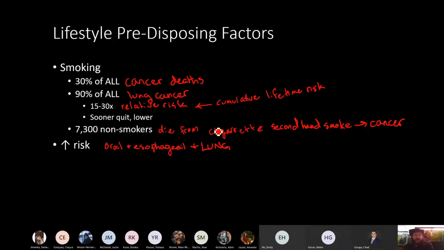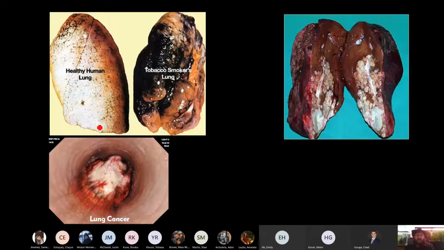So, not great for you. Just gonna throw that out there. It's my hot take, is that smoking isn't good for you. So this is a lung cancer tumor that has obstructed one of the tubes in the airways.